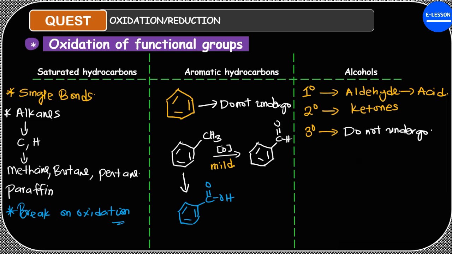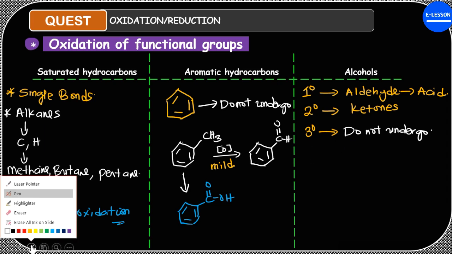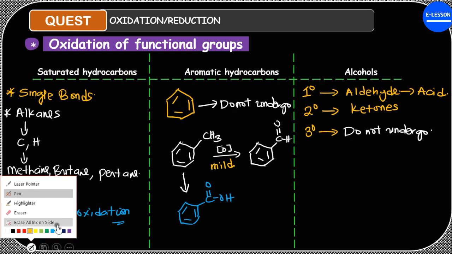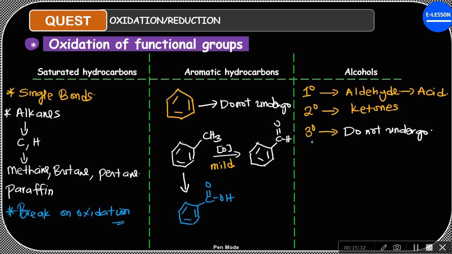But however, if the condition is vigorous, let's say a very harsh condition, they may undergo oxidation to form carboxylic acids. Under normal conditions, they do not undergo oxidation reaction. So like I said, under normal condition, tertiary alcohols, which are called 3-degree alcohols, do not undergo oxidation reaction. But if the condition is vigorous, they will undergo oxidation reaction to form what we call acids.